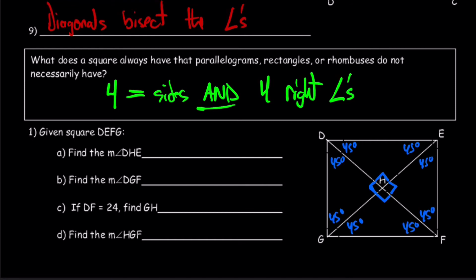Okay, so let's see what we have. Find the measure of angle DHE. DHE, well, that's easy, 90 degrees. Find the measure of angle DGF. DGF. Well, that's easy, 90 degrees. I'm going to skip this for now. I don't want to deal with sides. Let's go back to this angle. I'm in angle mode. So angle HGF. HGF. That's 45.